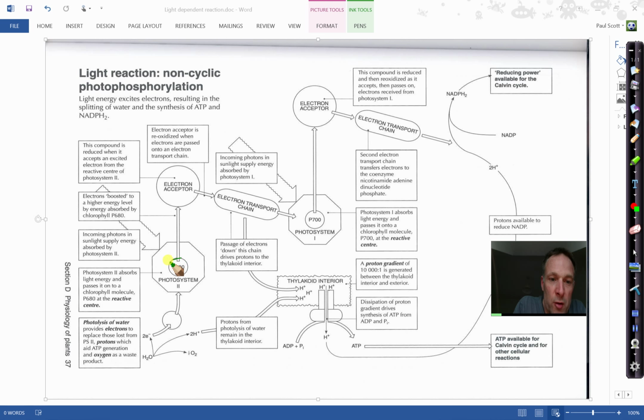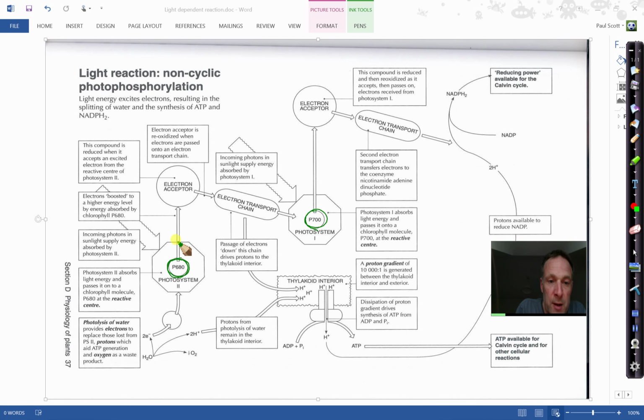Right, so we've got chlorophyll, two chlorophyll molecules here and here. What do those numbers mean? Well, it means that this chlorophyll molecule absorbs photons of light at 680 nanometers, whereas here we've got 700 nanometers. So that might come in when you look at your absorption spectrums to see how active these chlorophyll molecules are.